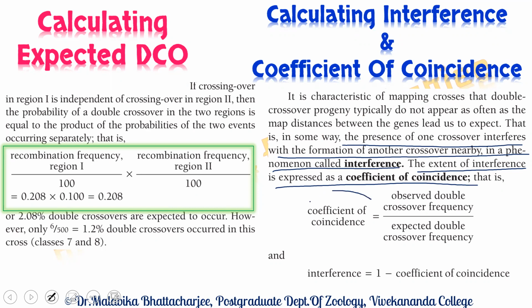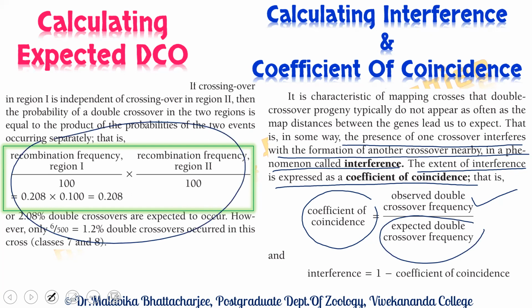How do we calculate the coefficient of coincidence? We have the observed double crossover. The observed double crossover for us in this particular example was 6, if you remember, on 500. And we calculate the expected double crossover. I told you how to calculate the expected double crossover. So observed double crossover divided by expected double crossover will give you a value. Let us suppose this value is X. So the coefficient of coincidence in this particular example is X. Now we calculate interference: 1 minus X.